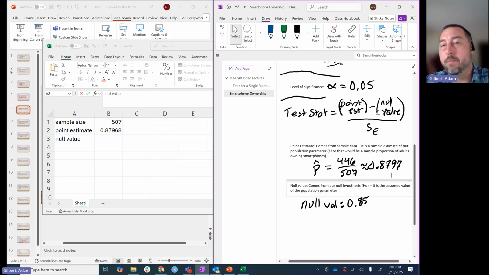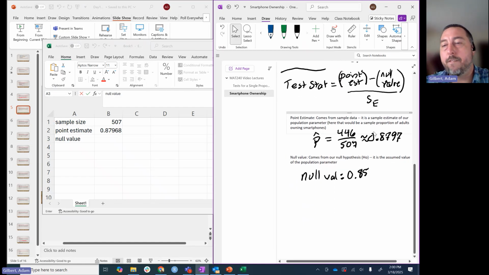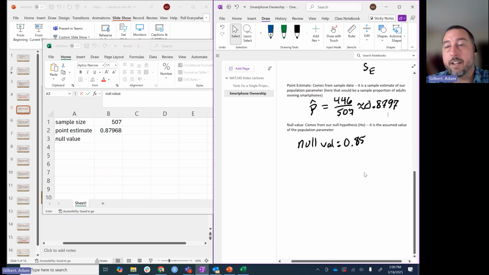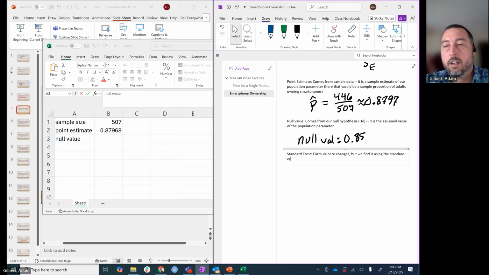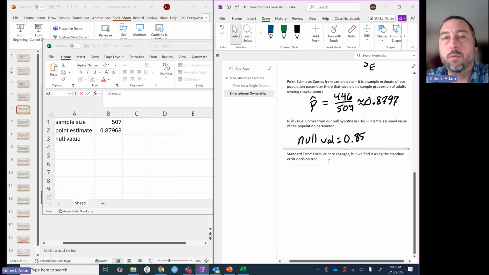What we've just done, if we subtract these now, is we found out how far away our point estimate was from the expected assumed population parameter. We need to standardize that by using the standard error. The standard error is what's going to change from one application to the next. So the formula here changes, but we find it using the standard error decision tree. So we'll pop over to that decision tree, we'll identify our standard error formula, and then come back here.